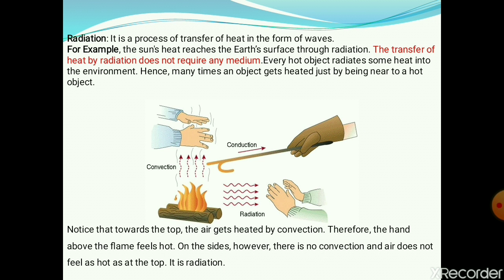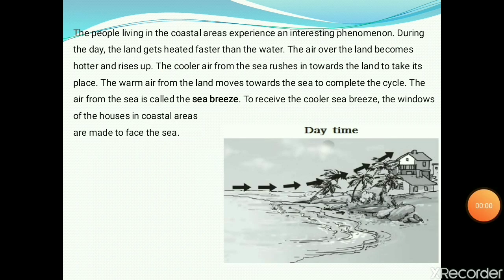Notice that towards the top, the air gets heated by convection. Therefore, the hand above the flame feels hot. On the sides, however, there is no convection and the air does not feel as hot as at the top. It is radiation.